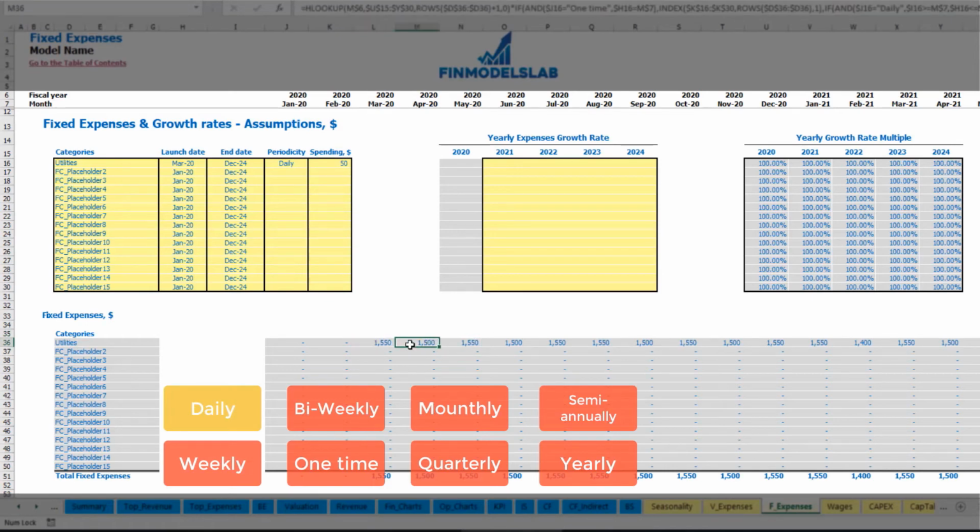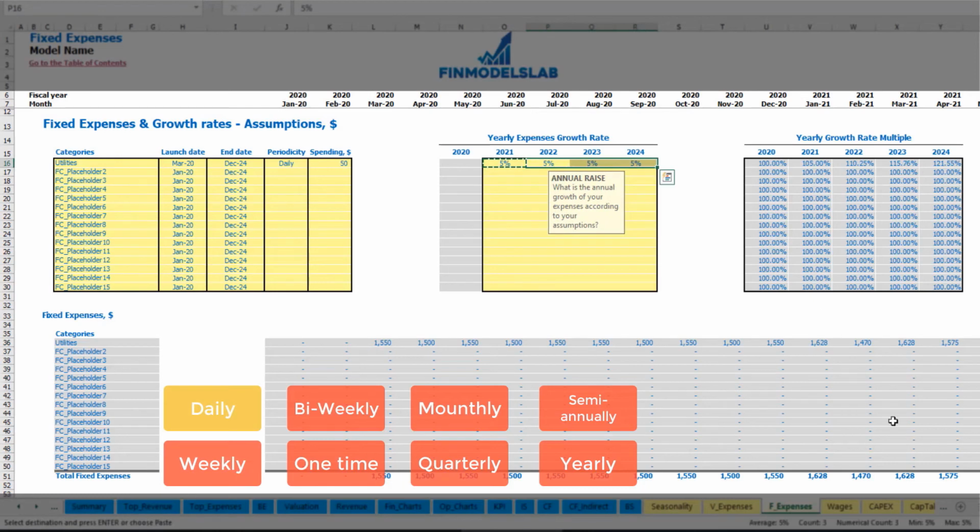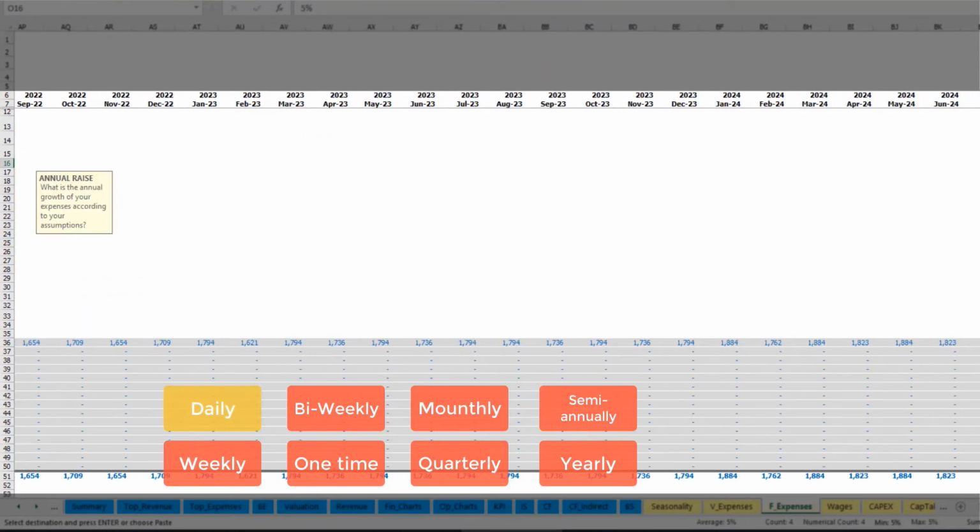It is calculated based on the count of days within this month. So obviously in March 20 you have 31 days. That's why you will have $1,550. In April you have 30 days. This means this will be $1,500. Also, you have the ability to input some growth rate year over year. Once you input this growth rate, you will see that your utilities will grow over the years.